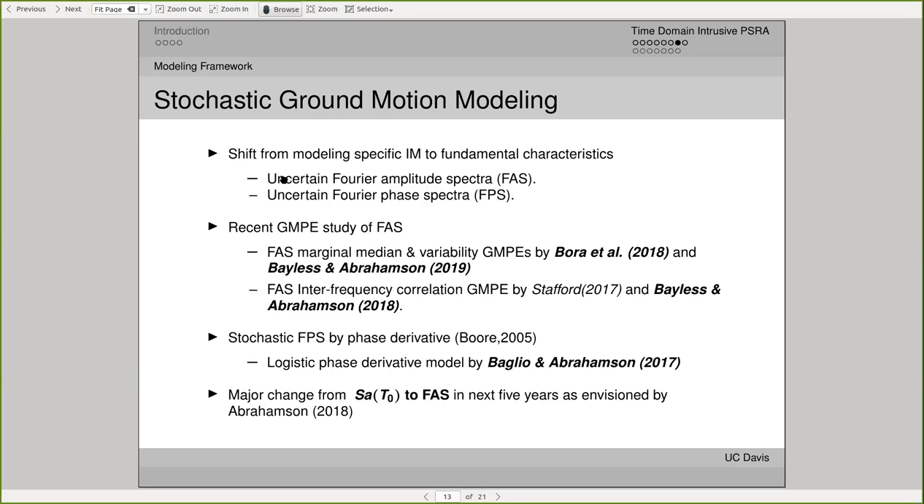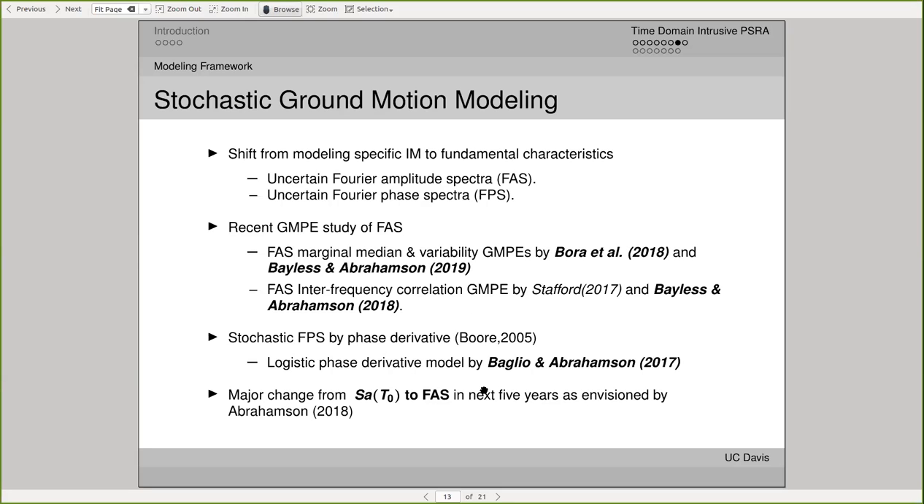So as I mentioned, the key point is to shift from modeling a specific intensity measure to the two fundamental characteristics of the uncertain motion. That is the uncertain Fourier amplitude spectrum and uncertain Fourier phase spectrum. And recently, the engineering seismologists really recognize the great advantages of using the Fourier amplitude spectrum as a new interface between the seismologists and the earthquake engineers, and they have developed the GMPE for the marginal median and the variability of the Fourier amplitude spectrum, and also the interfrequency correlation structure for the uncertain Fourier amplitude spectrum.